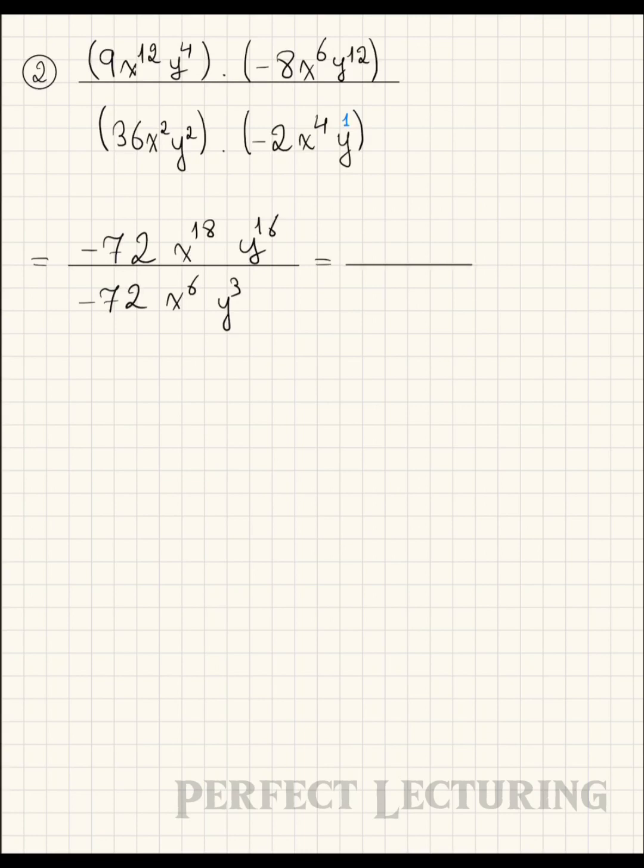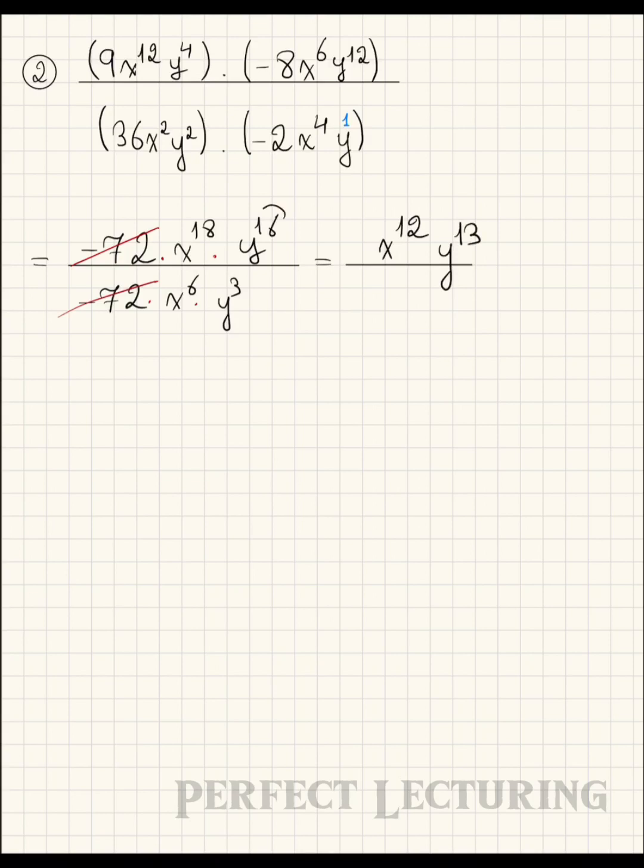So negative 72 cancels out with negative 72. Can I cancel? Yeah, because we are multiplying terms. So yes, we can cancel safely. Now we have x to the power of 18 over x to the power of 6. We are dividing two powers with the same base. So this becomes x to the power of 18 minus 6, and 18 minus 6 is 12. Similarly, I have y to the power of 16 minus 3. It becomes y to the power of 13.